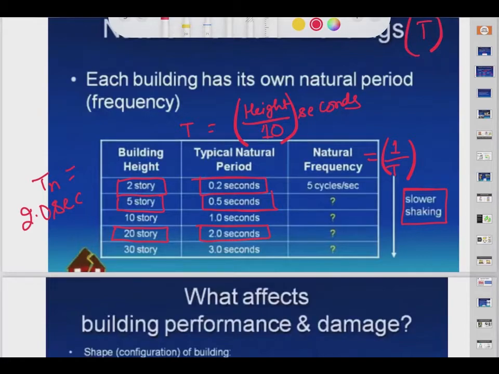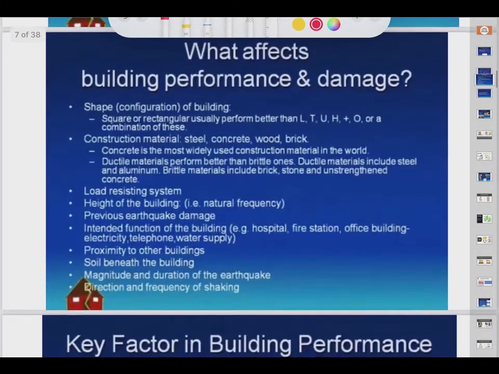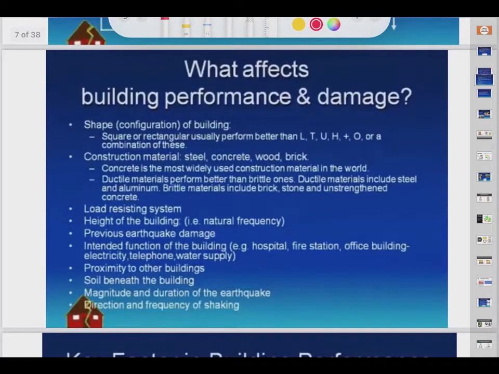So these structures, 20-story building structures, were damaged due to resonance, whereas other structures located nearby those damaged structures were not facing this resonance problem. So that's why this property has to be kept in mind, and this resonance has to be avoided somehow or other. So what are the other factors which affect the building performance and damage?